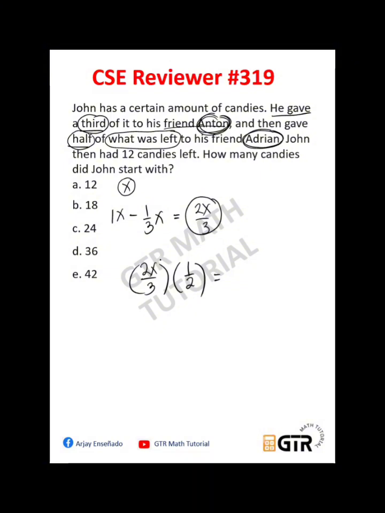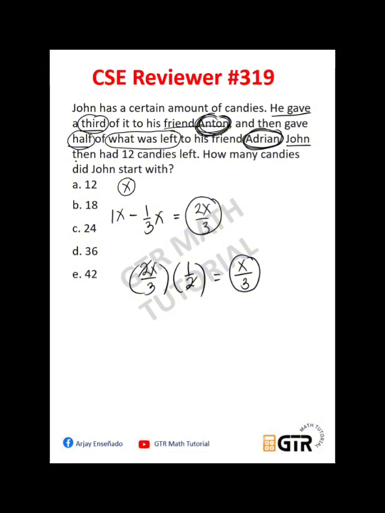Okay, so let's just multiply this. We can cancel. So we have 2x in the numerator and 2 in the denominator. We can simply cancel the 2, and then multiply the remaining numbers, x times 1. So we have x over 3. So this is the remaining candies after John gave to Anton and to Adrian.